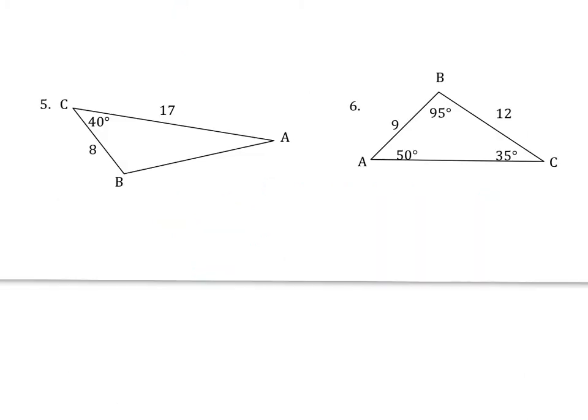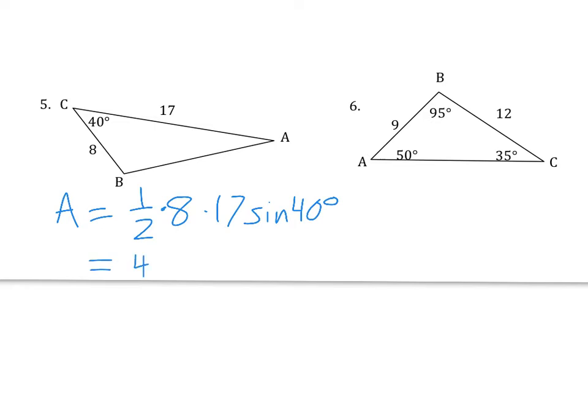For number 5, the area is going to be 1/2. The two sides we're given are 8 and 17, and the angle in between those is 40 degrees. Alright, rounding to the nearest tenth, we get 43.7 square, whatever the units are.